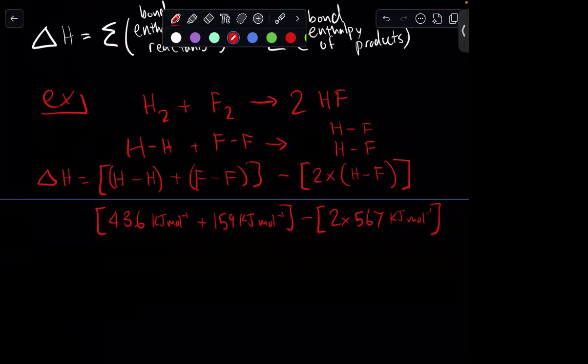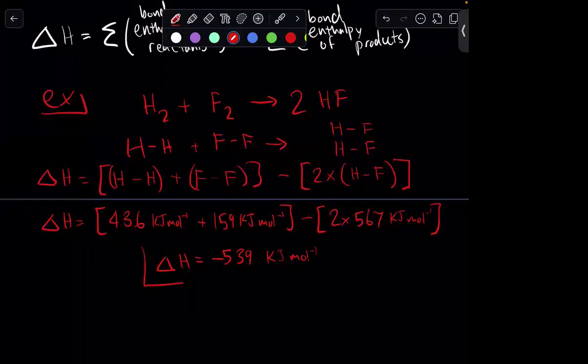When I plug this into my calculator, I find that delta H is equal to negative 539 kilojoules mole inverse. So I know that this is going to be an exothermic reaction, releasing quite a bit of energy.